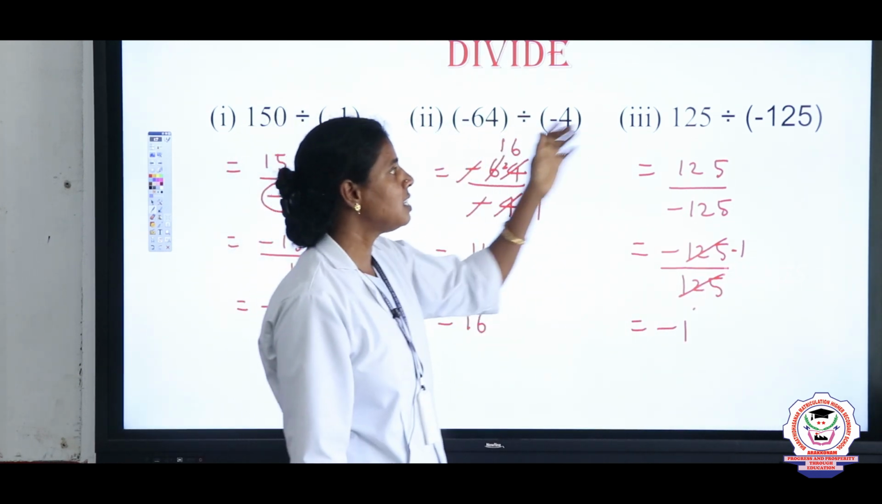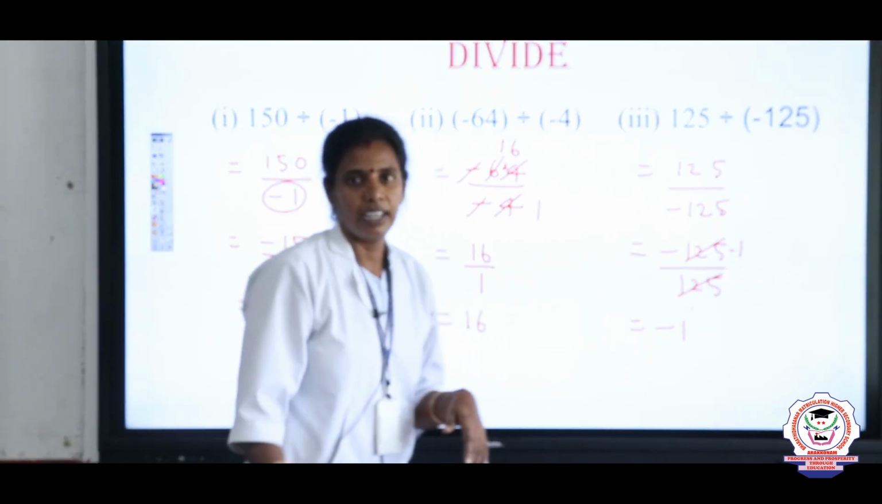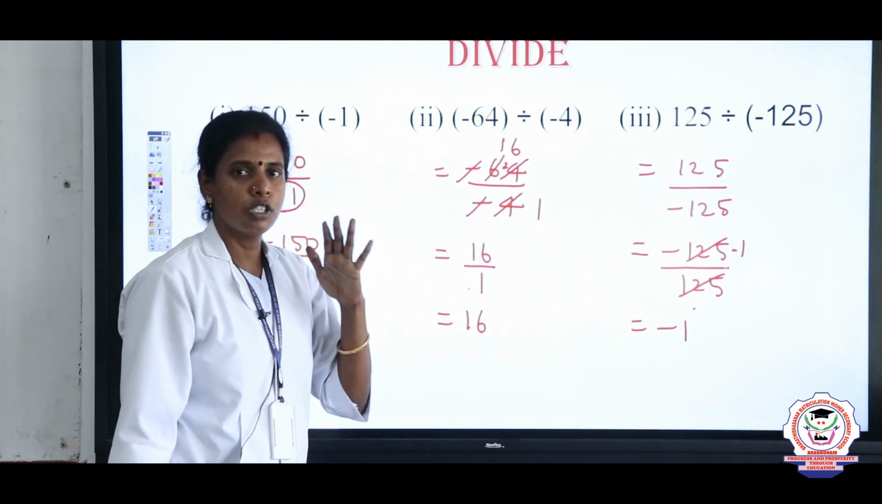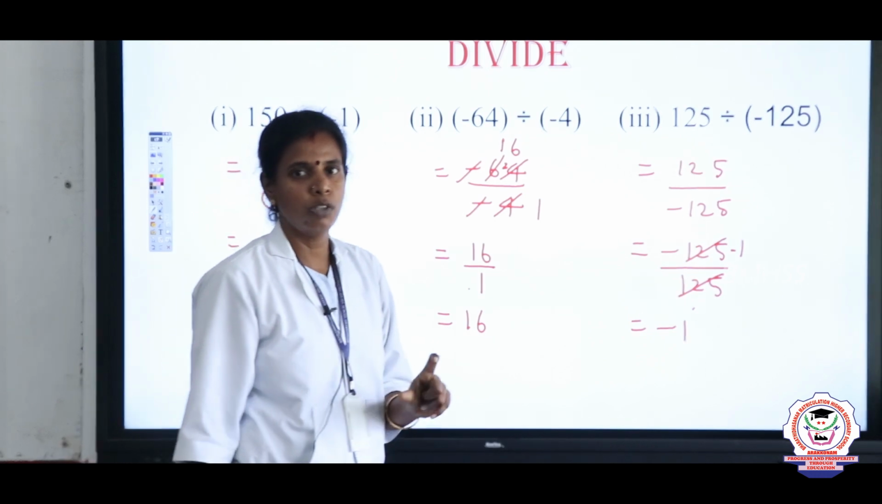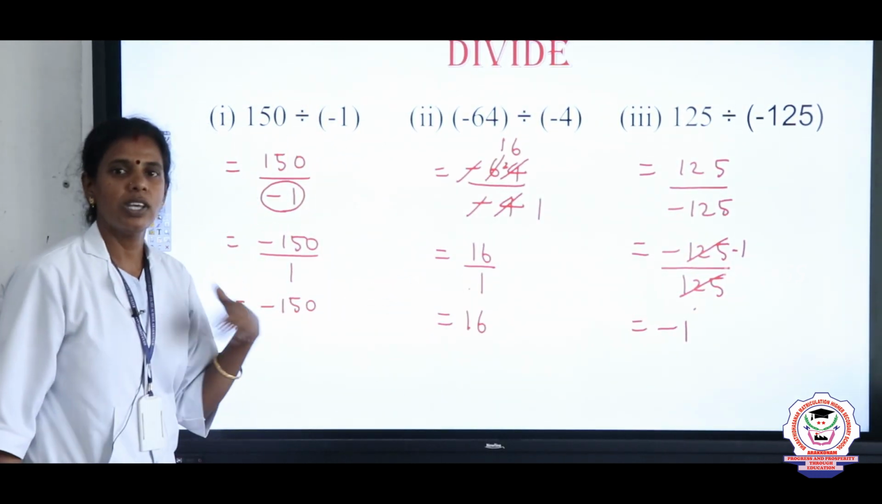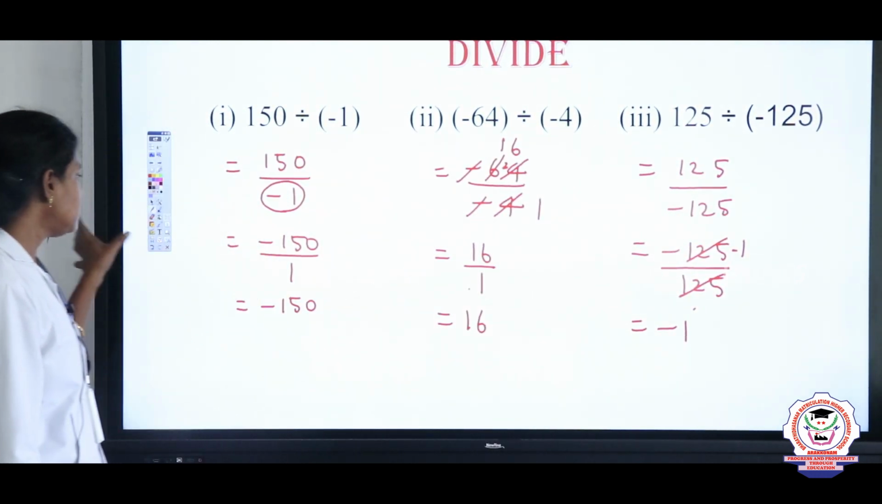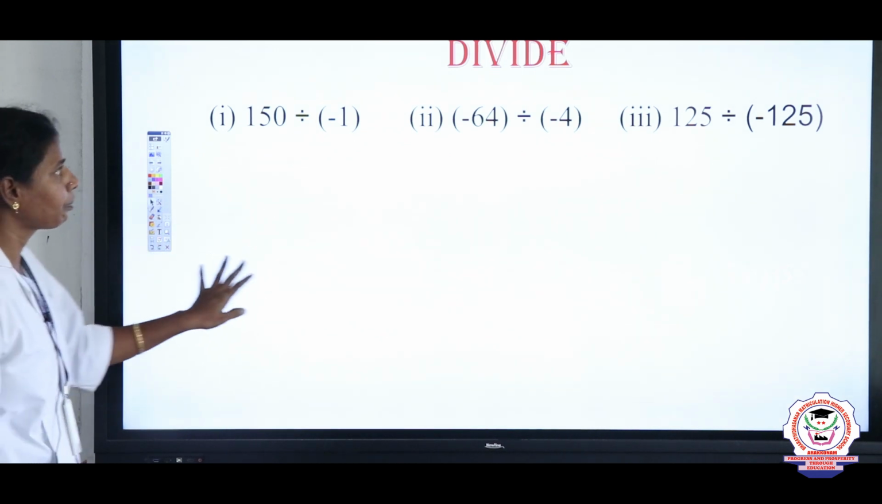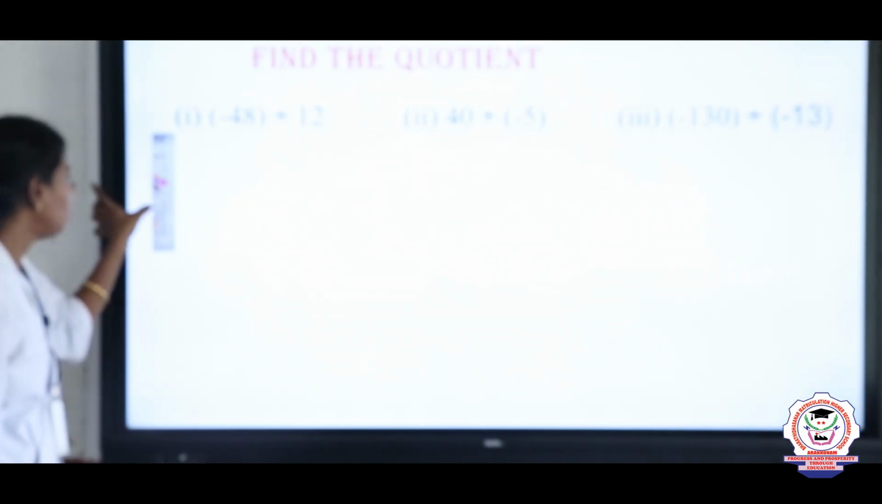In 1 mark questions, by seeing the question we can answer directly. By using the rules, you should remind the rules, then we can answer the questions easily, right? So, the next exercise problem is how to find the quotient.